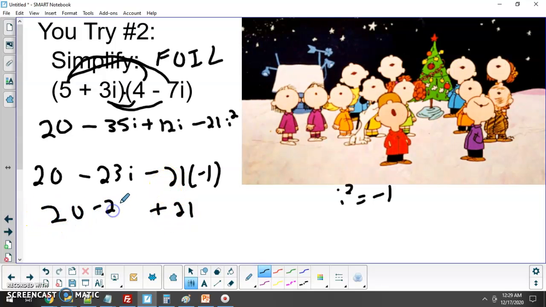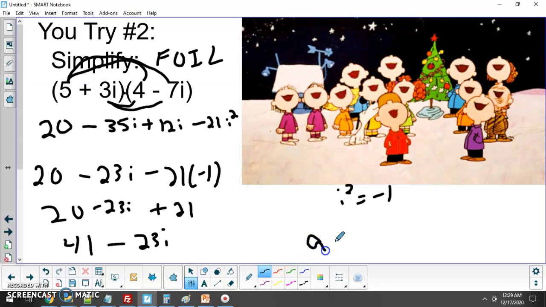Okay, so we want to write our answer in complex form. So we need to combine these last two constant terms. So we have 41 minus 23i. Okay, now when I say complex form, I just mean the form a plus or minus bi. Okay, so there you have it. Hopefully we simplified that all right.